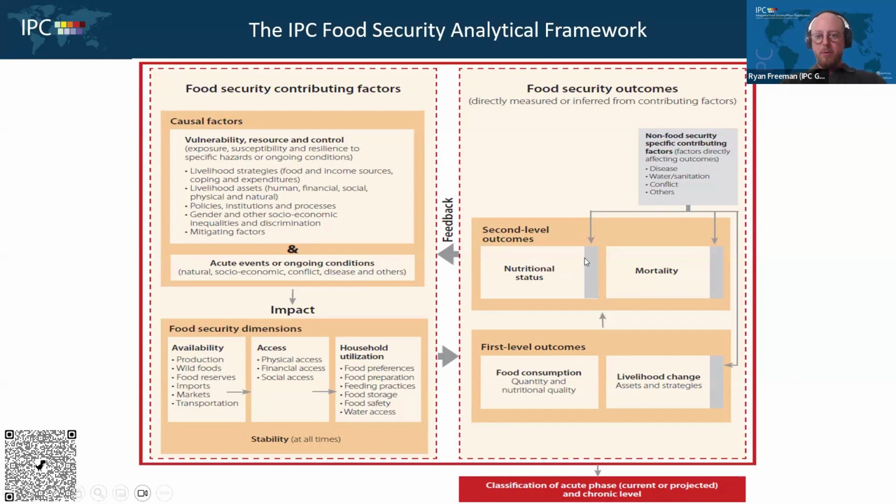You'll notice there are a few gray arrows and a few gray boxes here. This is important because on the analytical framework, there's only one first level outcome, food consumption, which is directly related to food security. The other three, livelihood change, mortality, and nutritional status, also have non-food security specific contributing factors or drivers.